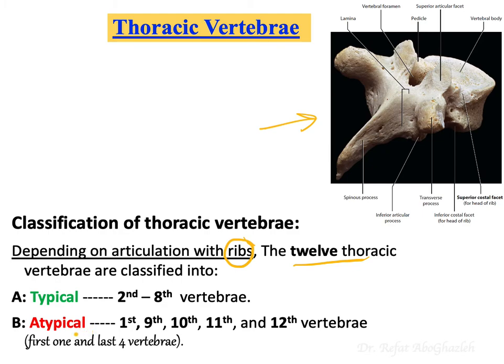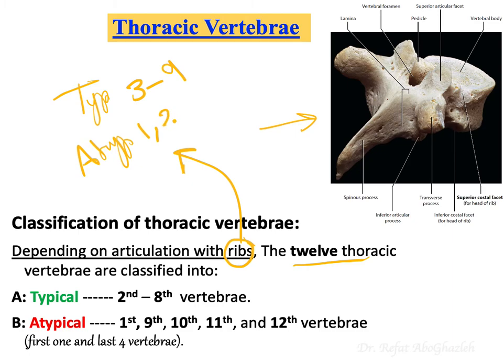Again, it's like ribs, right? If you remember the ribs, we classified them into typical, which were ribs 3 to 9, and atypical, which were the first two, I mean 1 and 2, plus the last three, that means 10, 11, and 12.